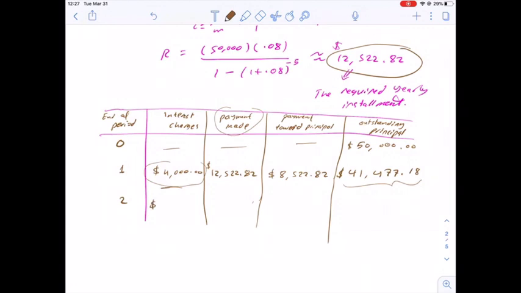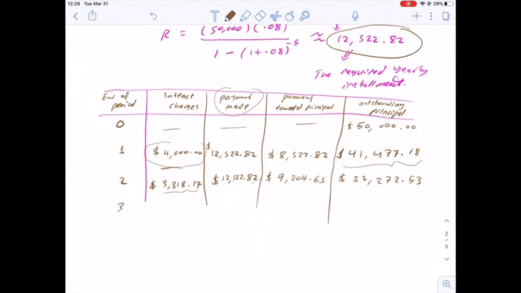At the end of the second year, the interest that we have to pay is 3,318.17, and the payment made is the same, 12,522.82. Then we take this off the payment made, and that means we paid 9,204.65 toward the principal, and what's left from the outstanding principal is 32,272.53.